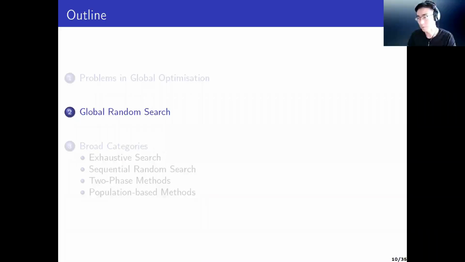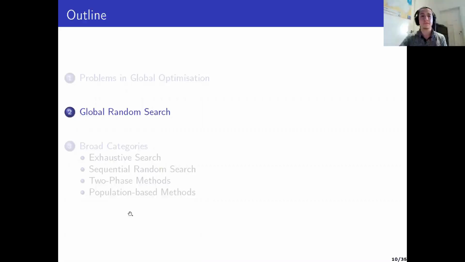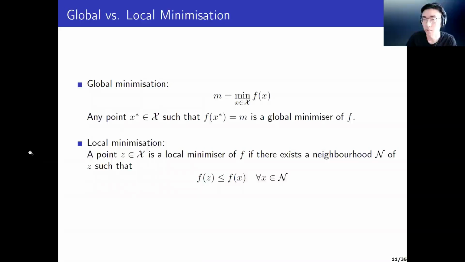So let's talk about some global random search algorithms. First, let's look at global versus local minimization problems. The global minimization problem finds the global minimum of the objective function f in a feasible region X. So here M denotes the global minimum of the objective function.